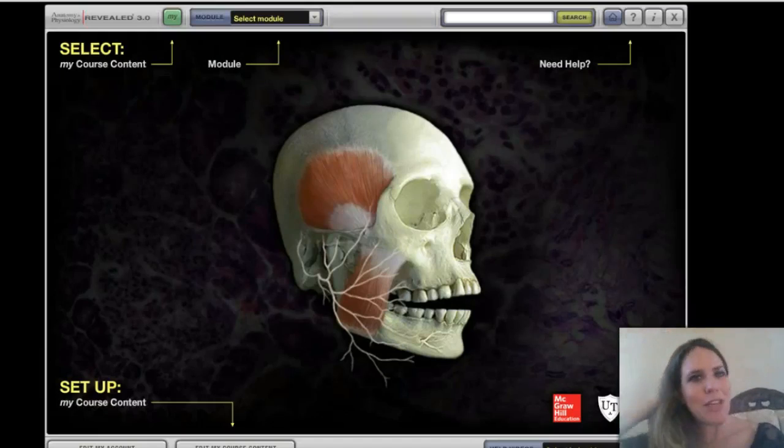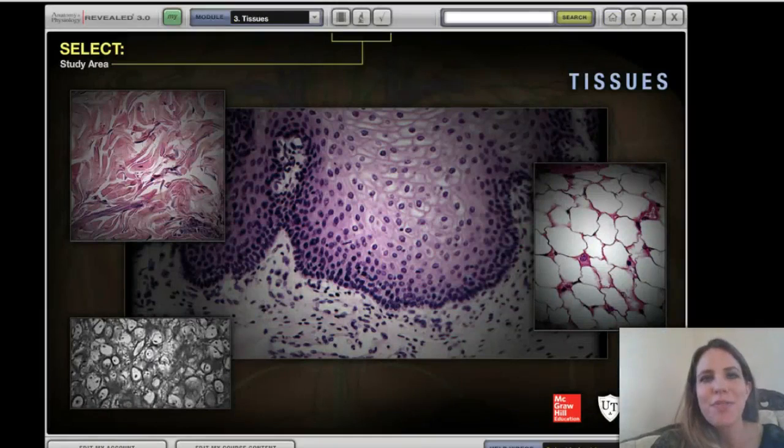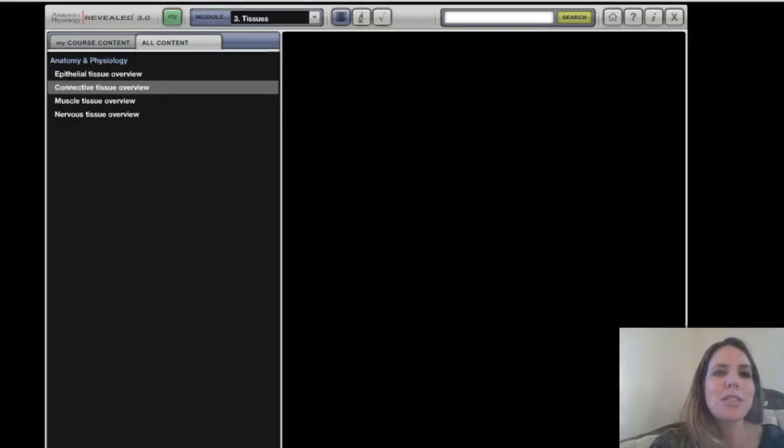So we're here at AP Revealed. Let's go ahead and go back to our tissues section here. If we go to movies, all content, we're going to go to the connective tissue overview. Here we go.